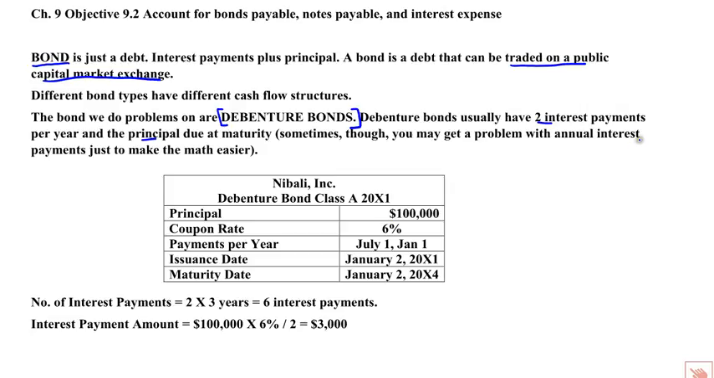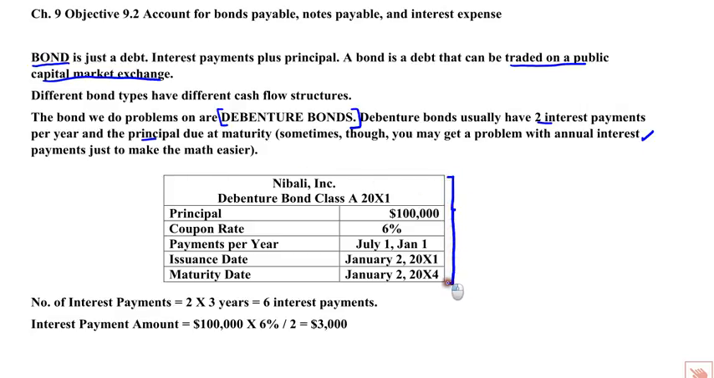I will give you a heads up. You may get a problem with just an annual interest payment, and textbooks sometimes do that to make the math a little easier. But if a problem doesn't tell you how many payments per year, but it tells you that it's a corporate bond, you should assume two payments per year.